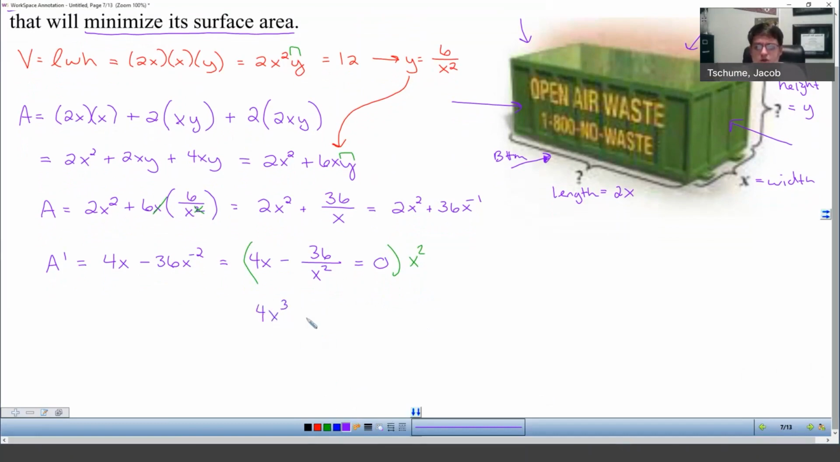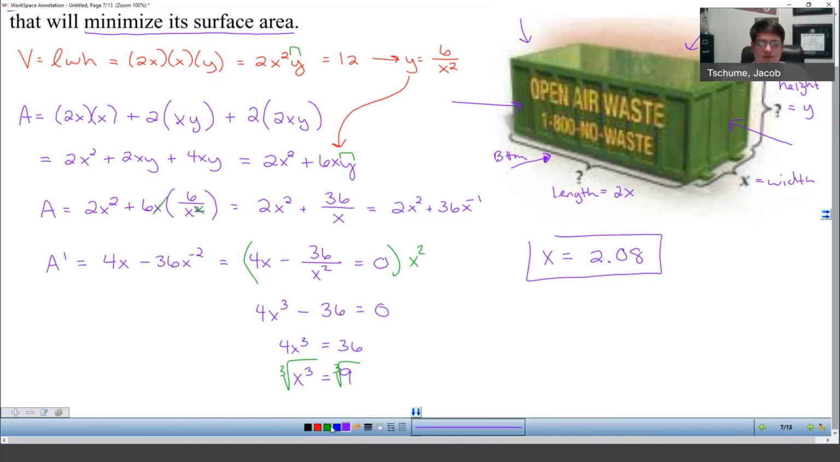I get 4x cubed minus 36 equals 0. If you move the 36 over, you get 4x cubed equals 36. And if you divide by 4, you get x cubed equals 9. Taking the cube root of both sides here, we can get our first answer that x is going to be, give me 1 second, type this in my calculator. The cube root of 9 is going to be approximately 2.08. And if you look at all my original labeling here, that means that the width of my structure has to be 2.08.